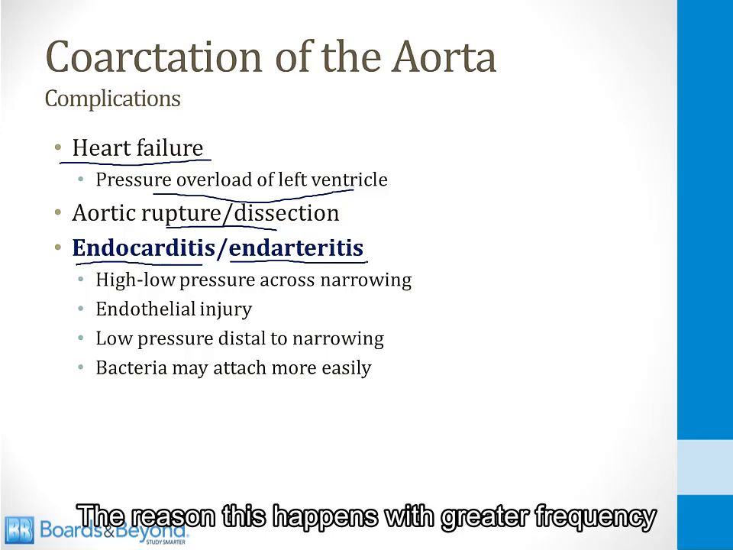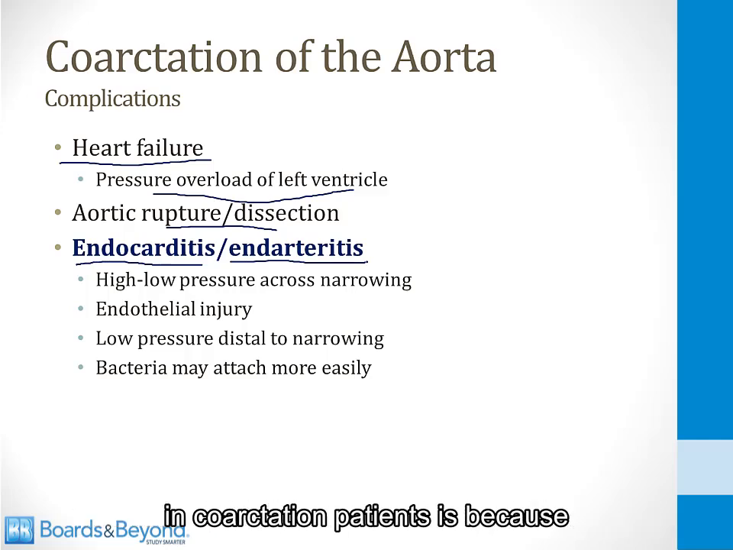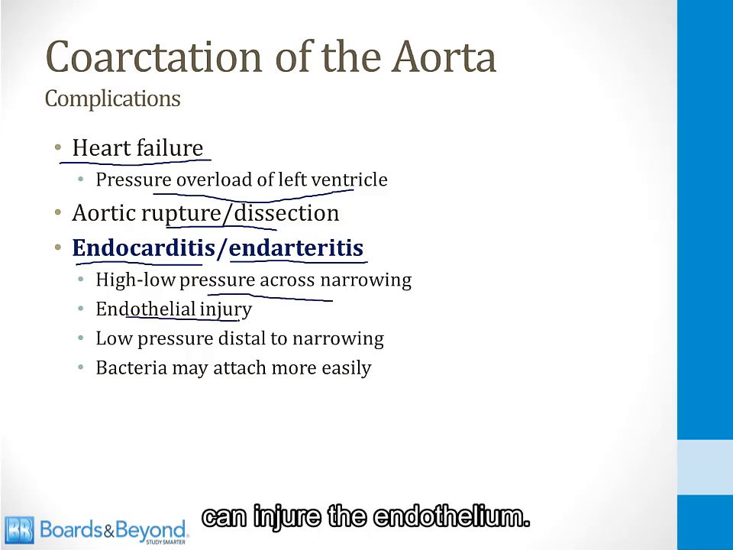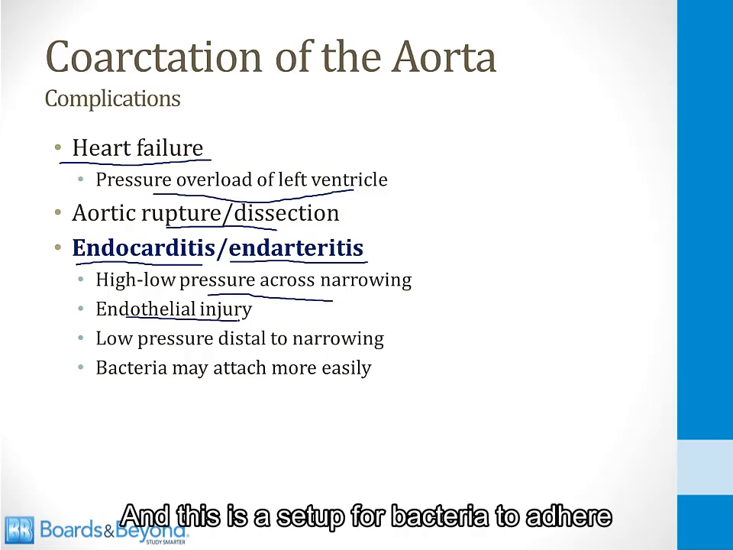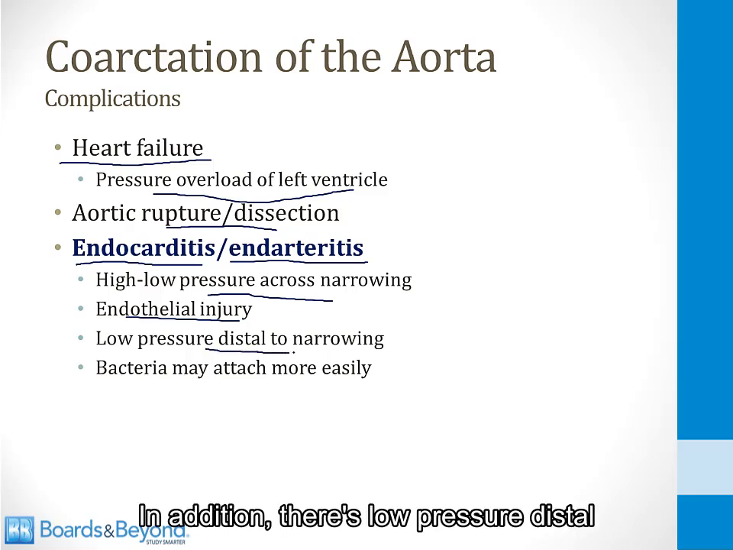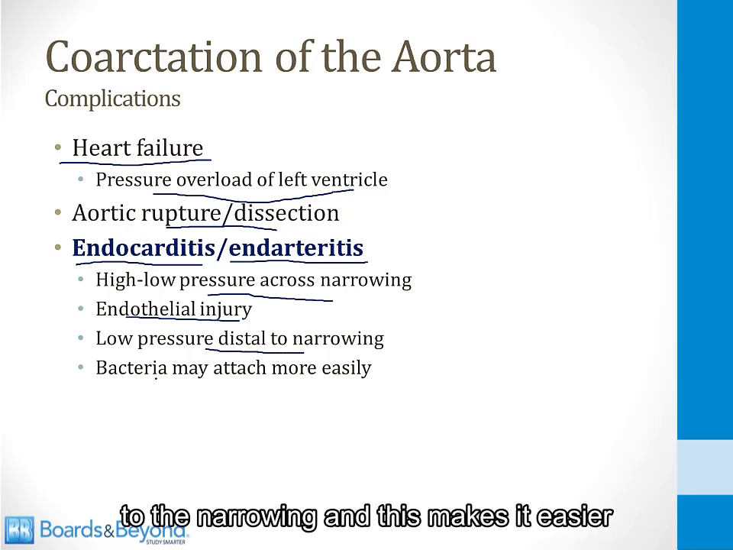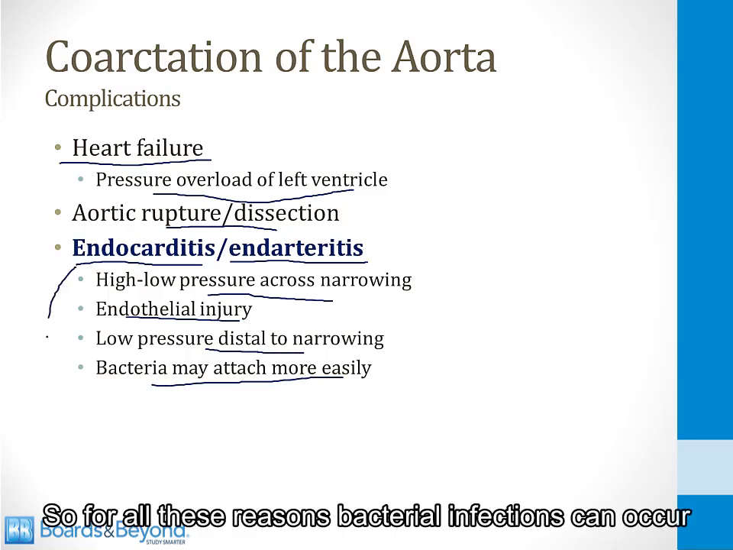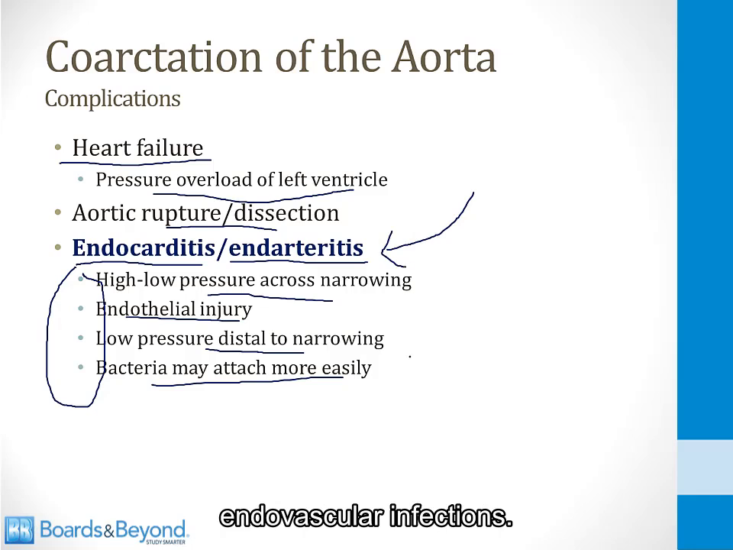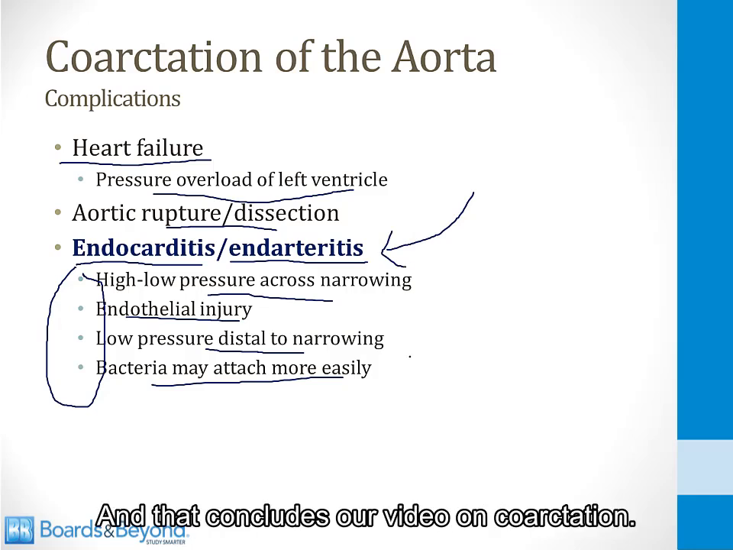The reason this happens with greater frequency in coarctation patients is because the high-low pressure across the narrowing can injure the endothelium, and this is a setup for bacteria to adhere to the vascular tree. In addition, there is low pressure distal to the narrowing, and this makes it easier for bacteria to attach. So for all these reasons, bacterial infections can occur inside the arterial system, and that's why these patients have a higher incidence of endovascular infections. And that concludes our video on coarctation.